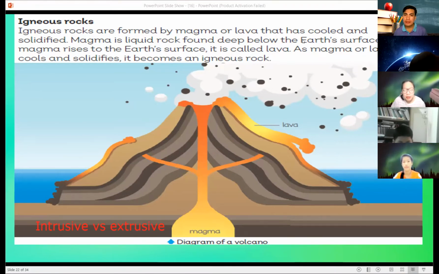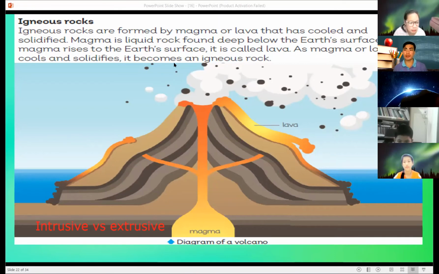When the magma inside the volcano was cooled and solidified, they solidify slowly. They become an intrusive igneous rock. And when the magma comes out of the volcano, it's called lava. And when the lava cools and solidifies quickly, they are extrusive igneous rock.